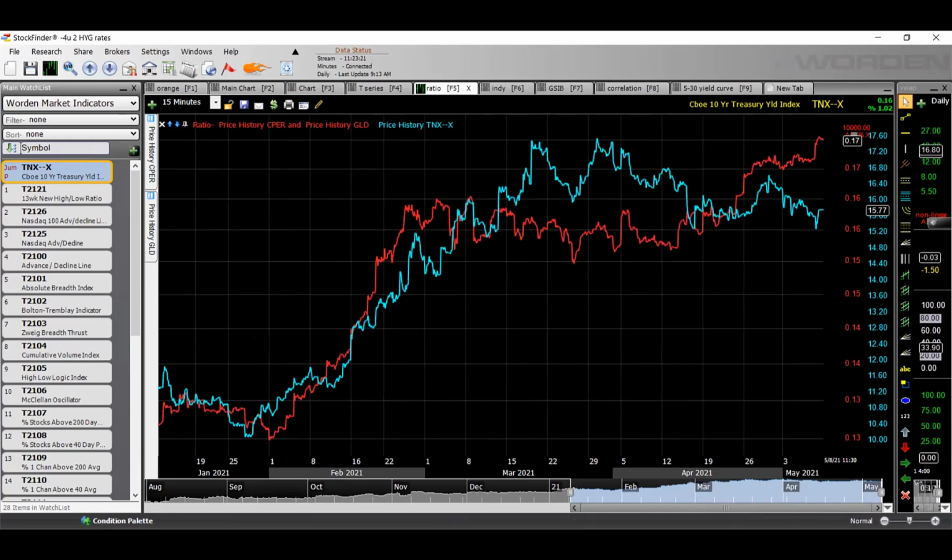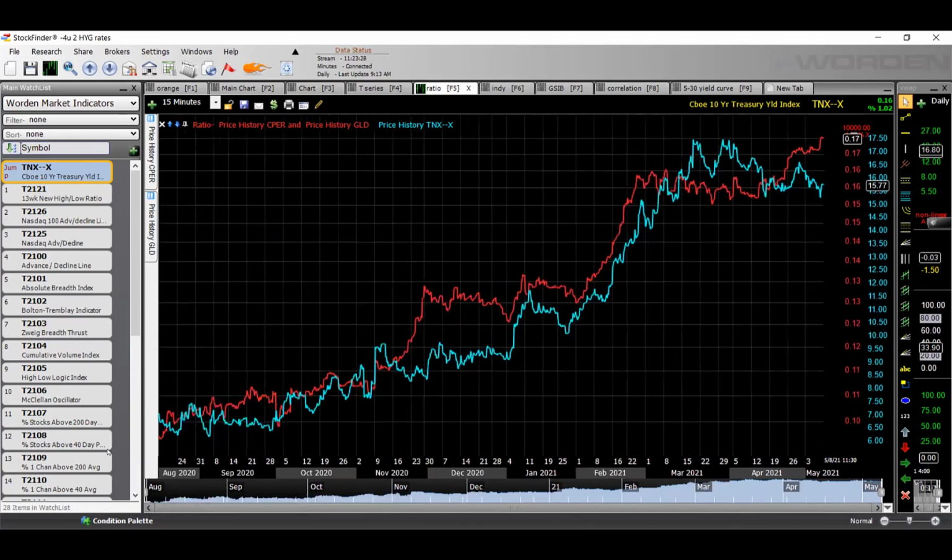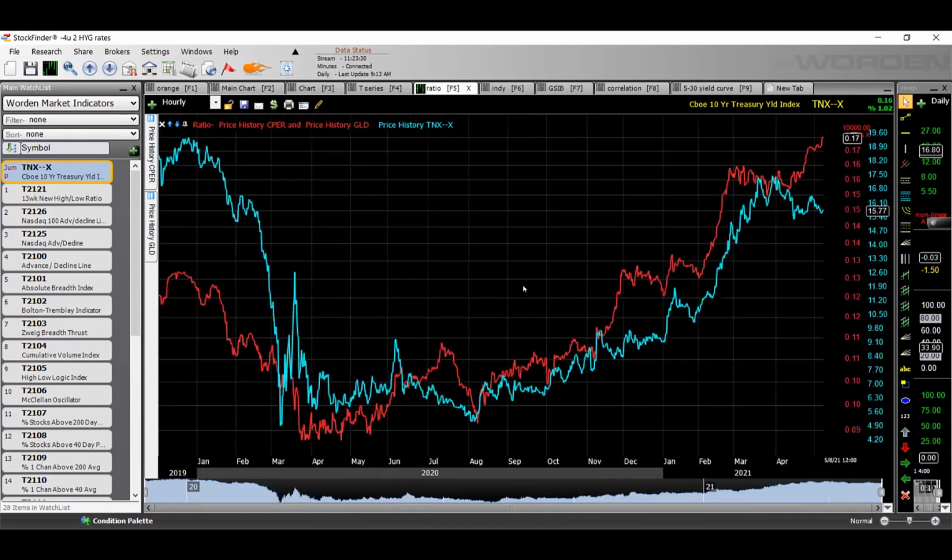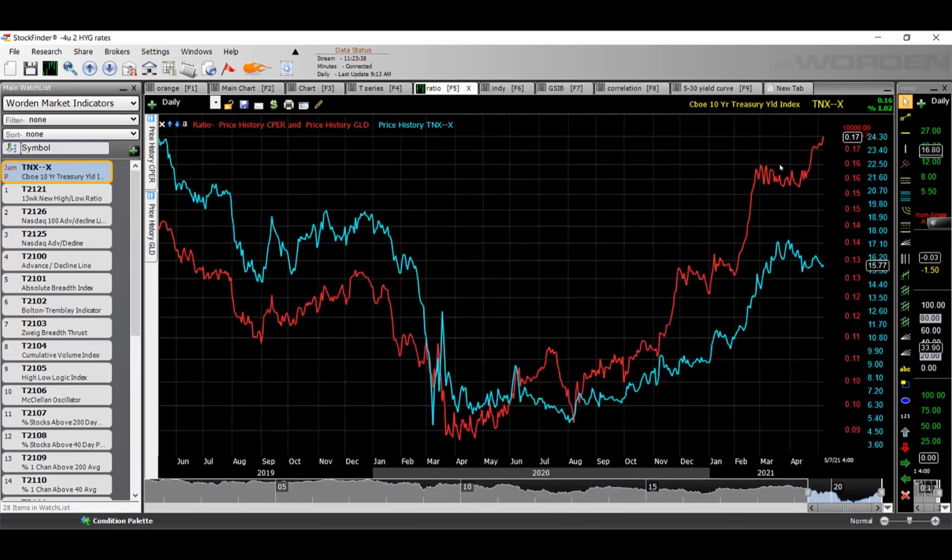I don't know if this shows up really. If I zoom out, it shows up a little bit better. Let me zoom out. So can you see? Okay, can you see this little bull flag right here? All right. Yes. Now, TNX here, the 10-year yield, was doing the same thing. It had a little bull flag.